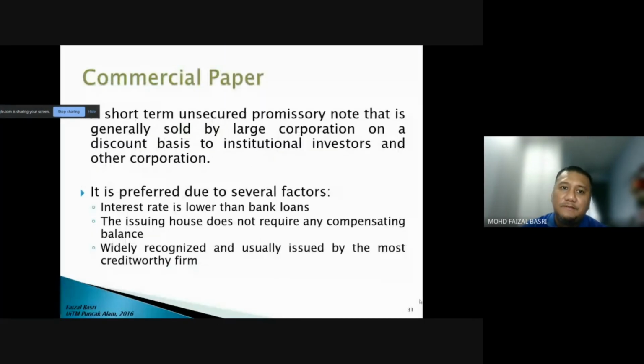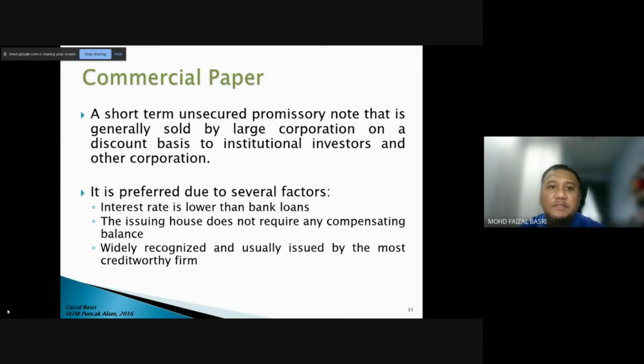Now, the final alternative is commercial paper. Commercial paper is a short-term unsecured promissory note, as I said earlier, and usually sold by large companies. One of the key features of commercial paper is that it is always on a discount basis. Always. So what does discount basis mean? Meaning from your proceeds, remember, you always take the principal you borrow minus interest. Because it's always on a discount basis.